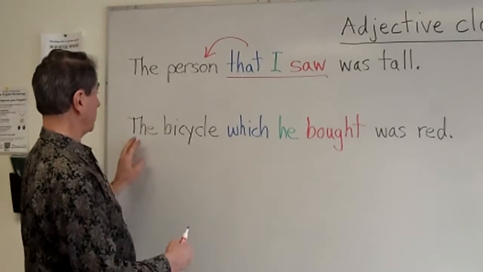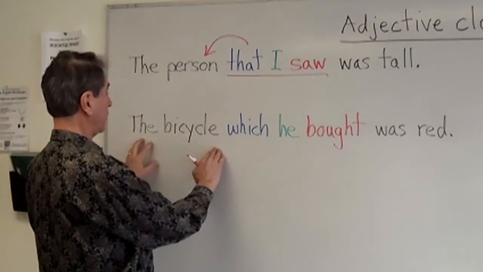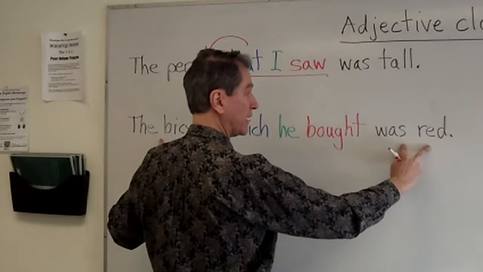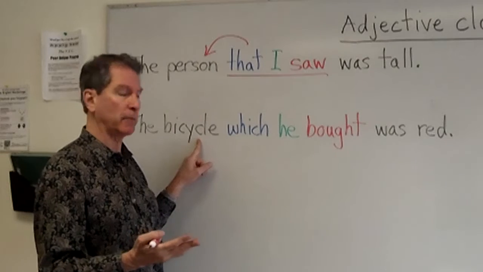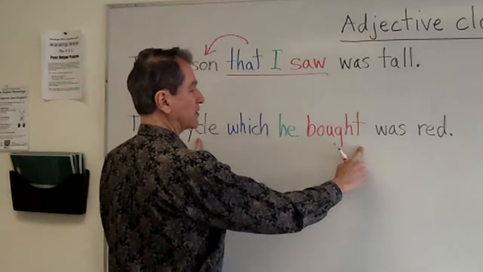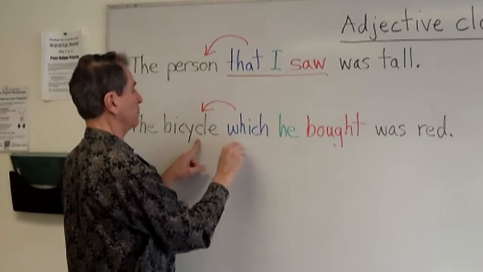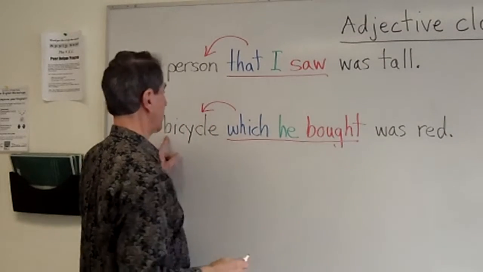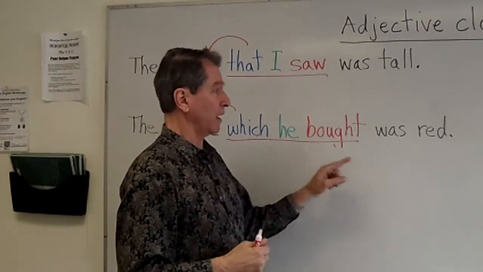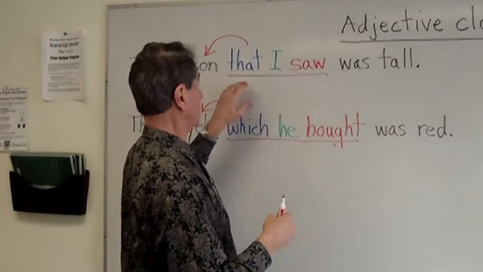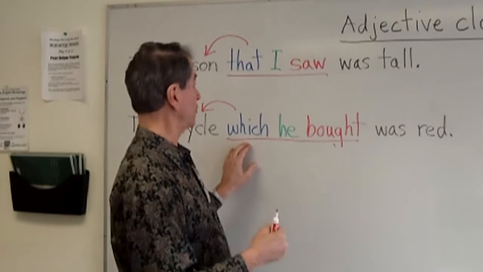Here's another example I put here. The bicycle which he bought was red. My independent clause is the bicycle was red. But that's not enough information for you to know which bicycle I'm talking about. So I added this adjective clause here to tell you which bicycle I'm talking about. So this all gives more information about bicycle. What bicycle? The bicycle which he bought was red. So far I've introduced that and which, but there are many more markers that I want to show you.